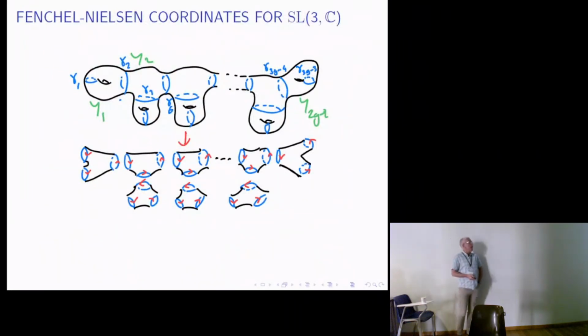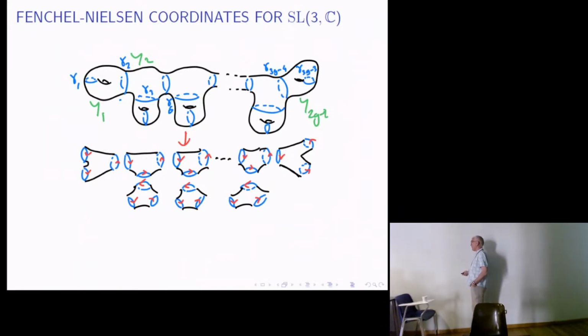Good. So now we're going to think about the SL3C case, and I want to use the previous chapter as a recipe. And so the first thing we're going to need is an analogue of the Fricke-Vogt theorem. How do I parameterize, using traces, the fundamental group of a pair of pants?